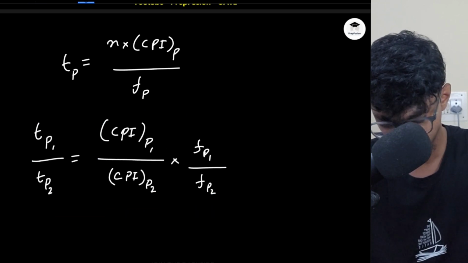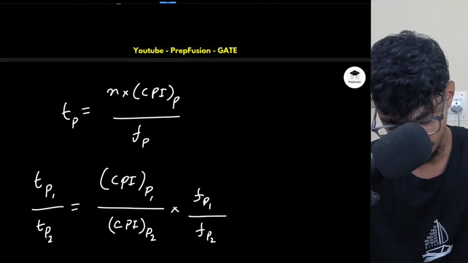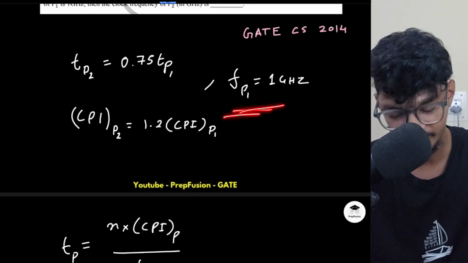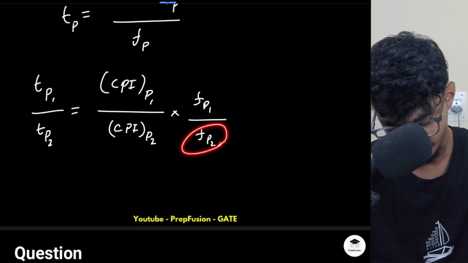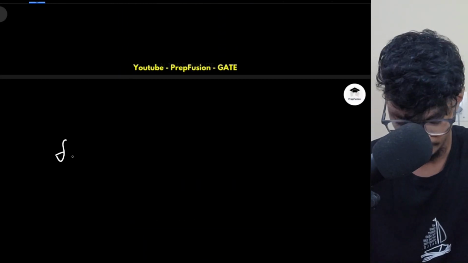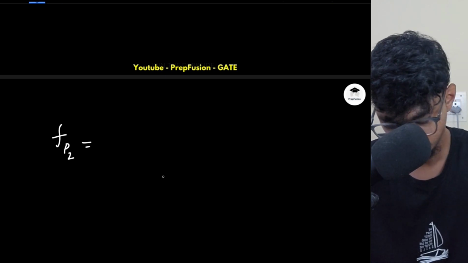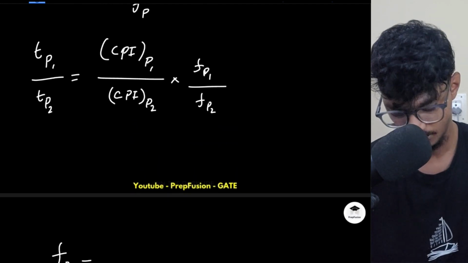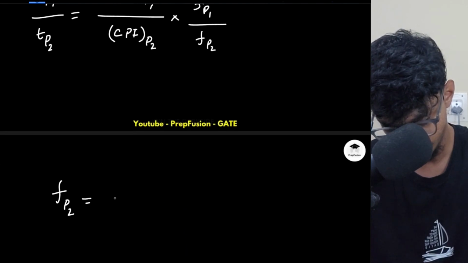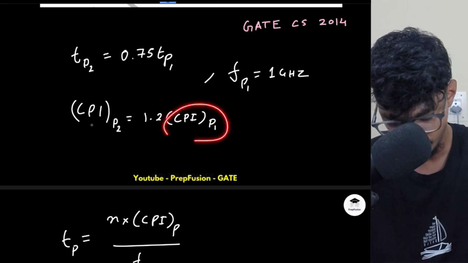I know the ratio between TP1 and TP2. What is the ratio? It is 0.175. So I need FP2, and I have been given FP1. So I will move this FP2 to the left hand side. FP2 will be equal to TP2 by TP1. TP2 by TP1 is simply 0.75 into CP1 by CP2.